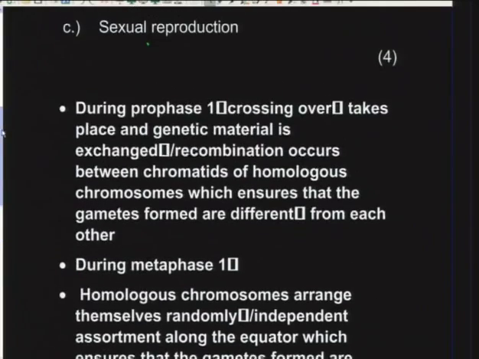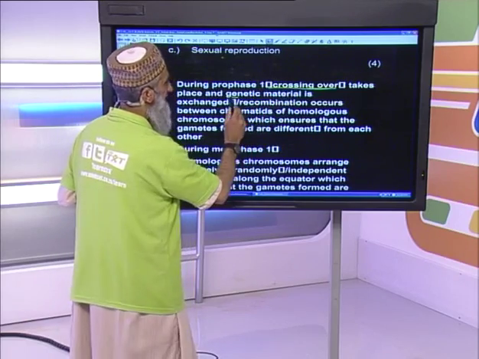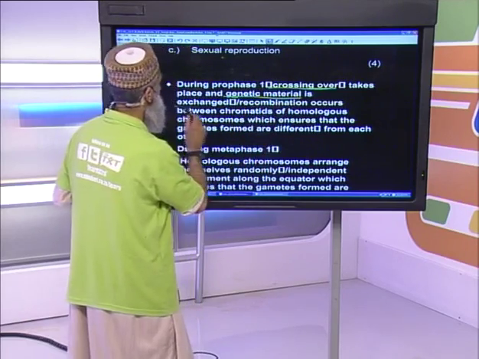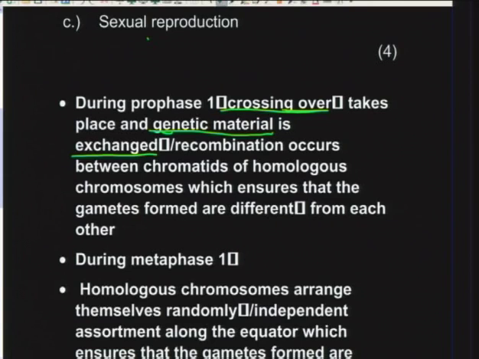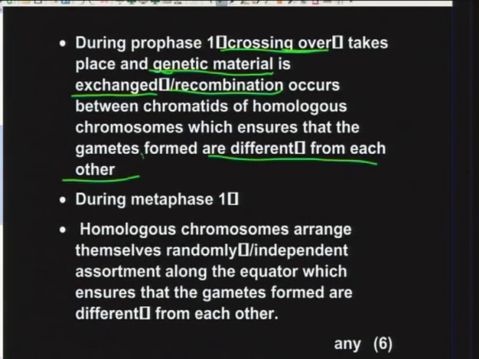Good. So, first of all, in meiosis, during prophase, crossing over takes place. What is crossing over? Genetic material is exchanged between homologous chromosomes. Or we say that recombination of genes occurs. And they become different from each other. So this brings about variety. 1.